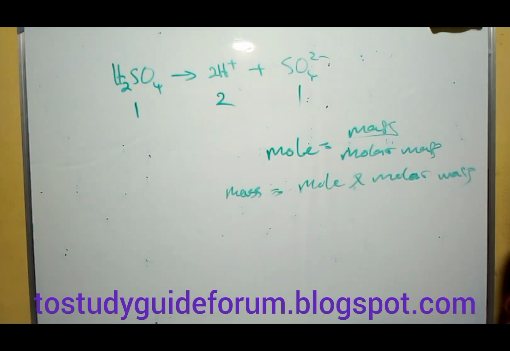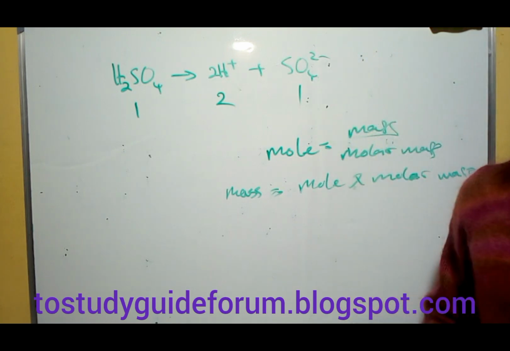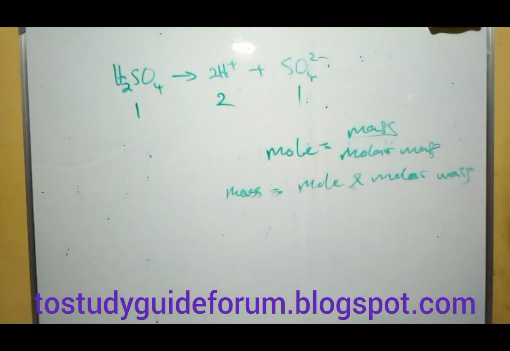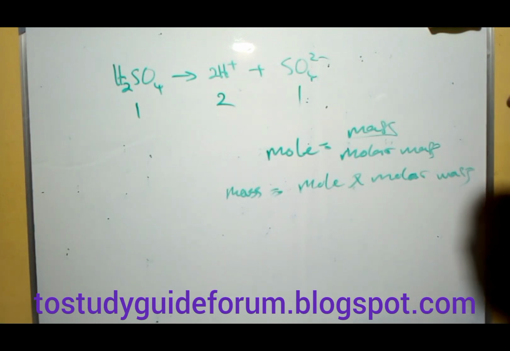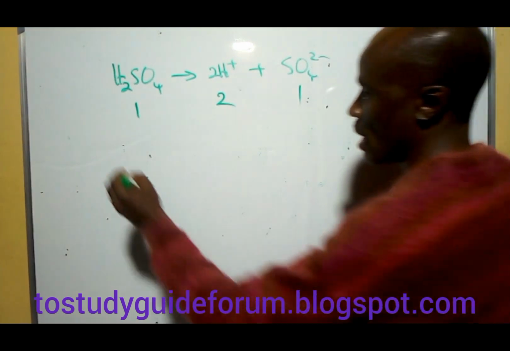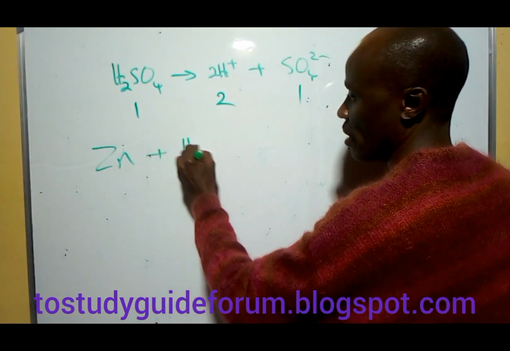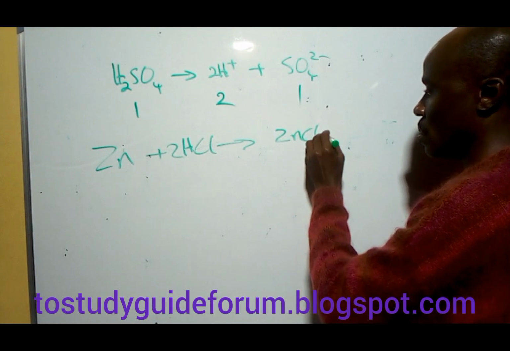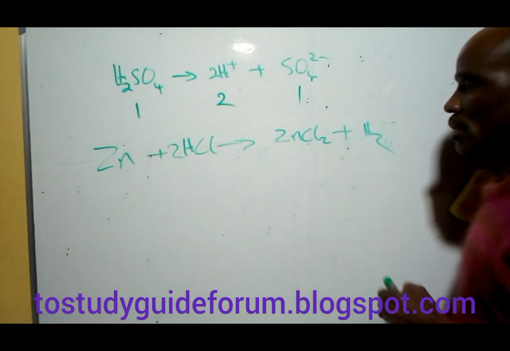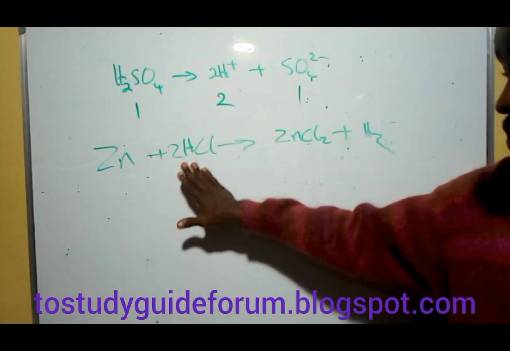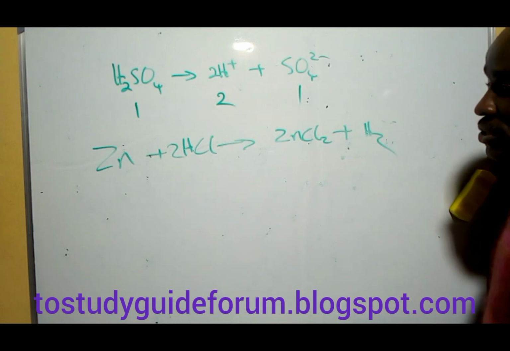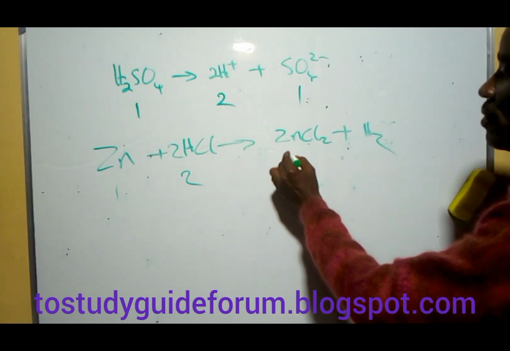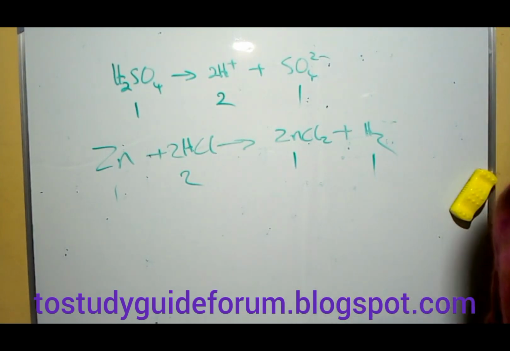Now, in some cases, reactants can be in the form of ions, atoms, or molecules. But now let's quickly look at another chemical equation that can help us get this done. For example, like I stated earlier, a reaction between zinc and hydrochloric acid. In this reaction, we have 1 mole of zinc, 2 moles of hydrochloric acid, giving us 1 mole of zinc chloride and 1 mole of hydrogen gas.